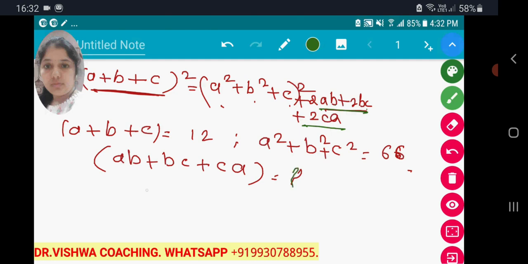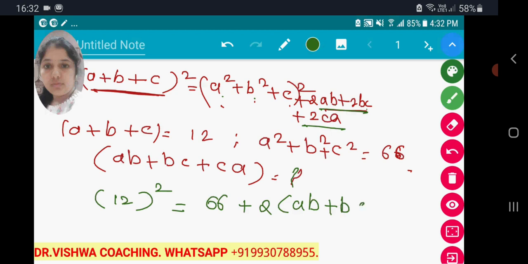So put the values inside the formula. Now a plus b plus c is equal to 12, we know, so 12 square is equal to a square plus b square plus c square, which is 66, plus 2 times, where I took the 2 common, and it becomes ab plus bc plus ca.